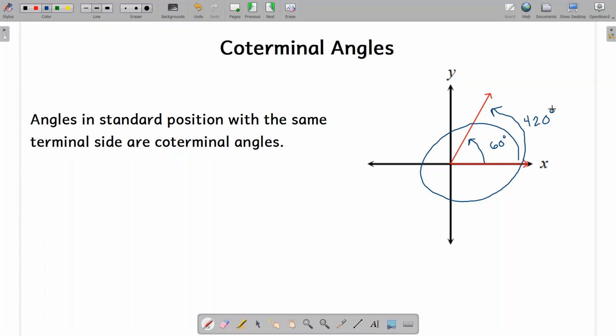Or maybe instead of going counterclockwise, we went clockwise. So maybe this is really a negative 300-degree angle. The point is, we can't really tell just by looking at the angle itself. The 420, the negative 300, and the 60-degree angles are what we would call coterminal angles, because the angles in standard position have the same terminal side. So we call them coterminal angles.